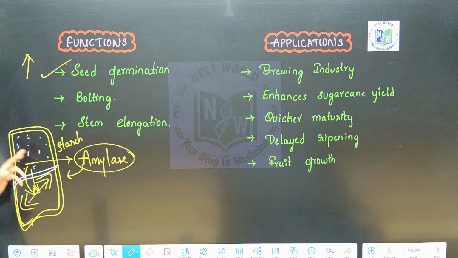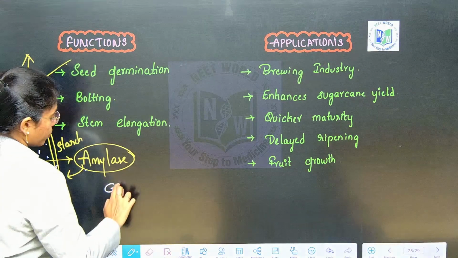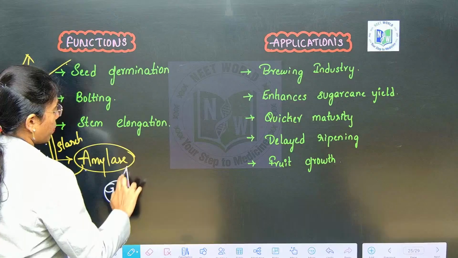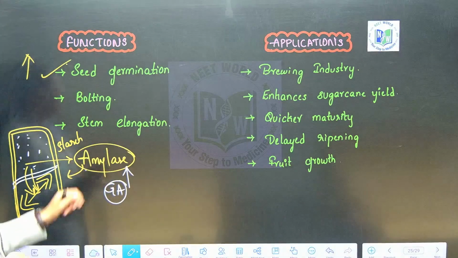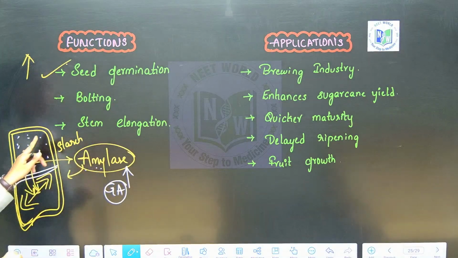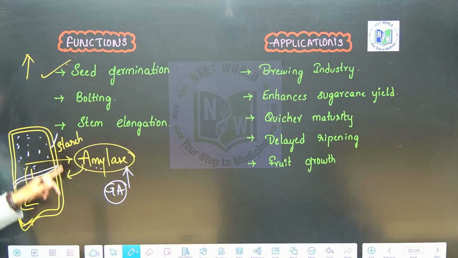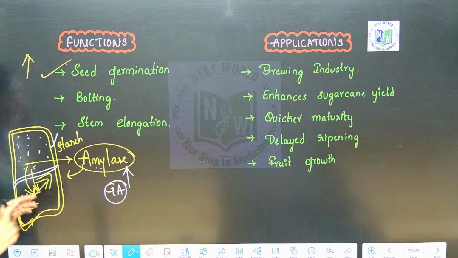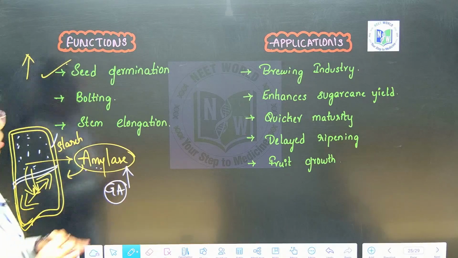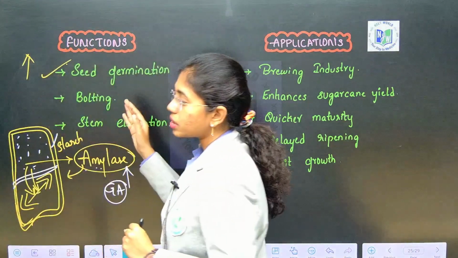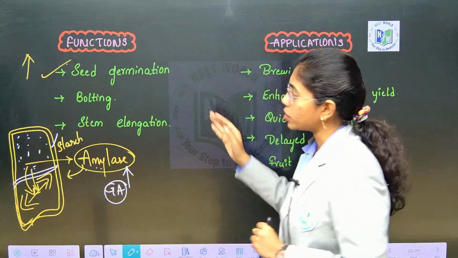So that is how gibberellic acid will promote the synthesis of amylase. This amylase will start acting on the starch. It will simplify starch to simple sugars, and that is how it will be helpful for the growth of the embryonal axis. This is how gibberellins perform the seed germination activity.